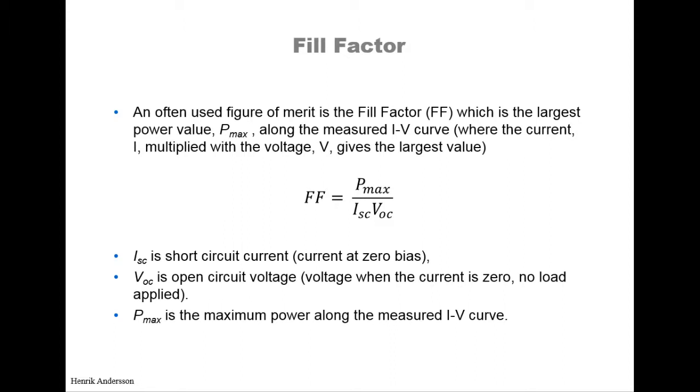Here ISC is the short circuit current, the current at zero bias. VOC is the open circuit voltage, the voltage when the current is zero and no load is applied. And Pmax is the maximum power along the measured IV curve.